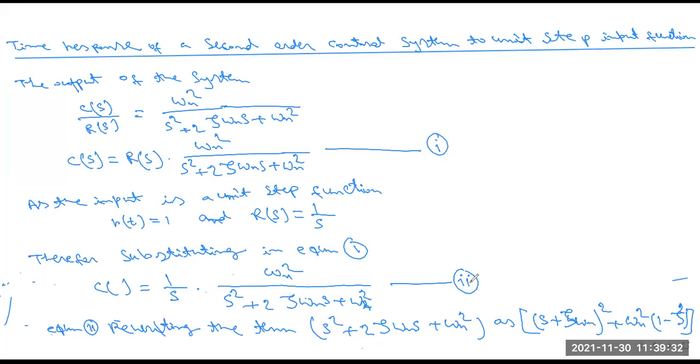So this equation 2, we have to rewrite. That means s square plus 2 zeta omega n s plus omega n square. We have to change this equation, these functions also. This is (s plus zeta omega n) whole square plus omega n square into 1 minus zeta square. Okay, so we have to change this equation.